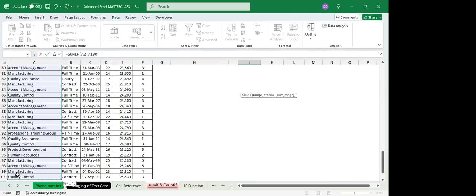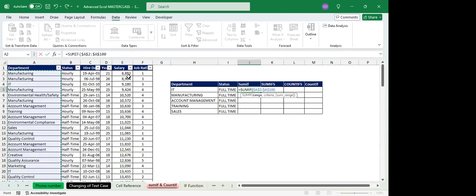To do that, I'm not going to do it manually. I'm going to use the shortcut. The shortcut is to press Fn plus F4, and it has been locked. You can see here that the $ sign has been introduced, right? So I've locked it. Then I'm going to press comma to go to the next argument.